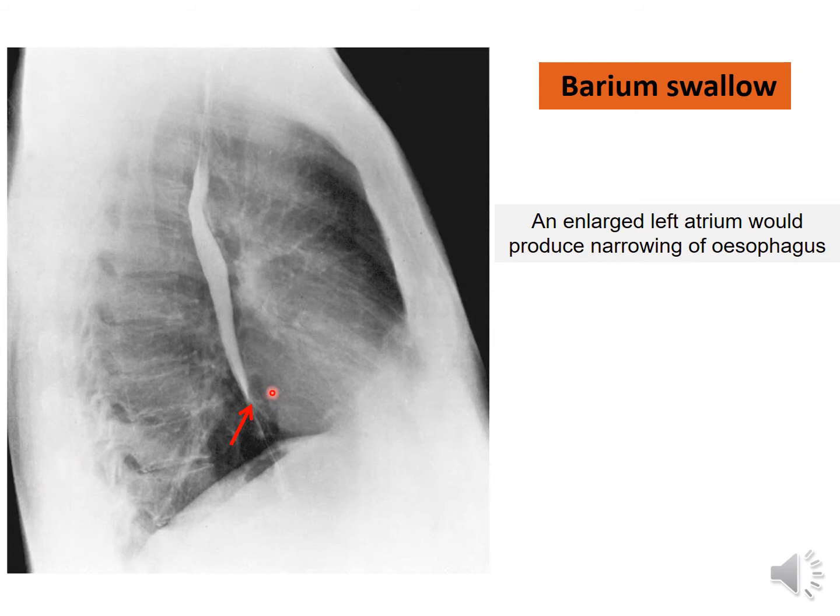In general, due to the presence of the oblique sinus, your enlarged, or filled, left atrium in the diastolic phase will not cause any pressure on the esophagus. But if there is any excessive enlargement of the left atrium, that causes a narrowing of the esophagus. Hope you understood.